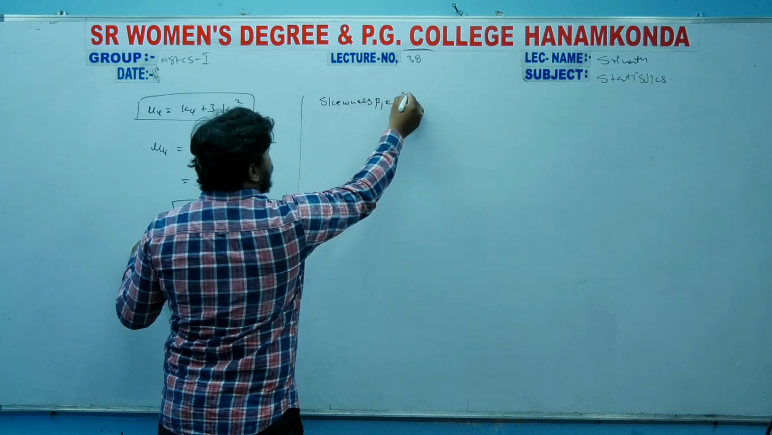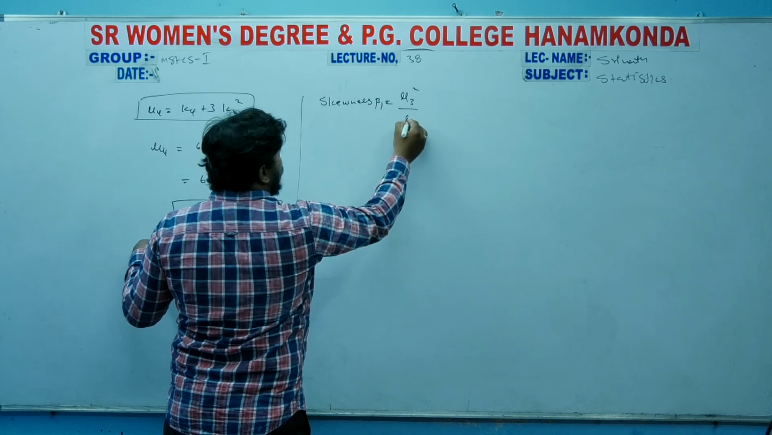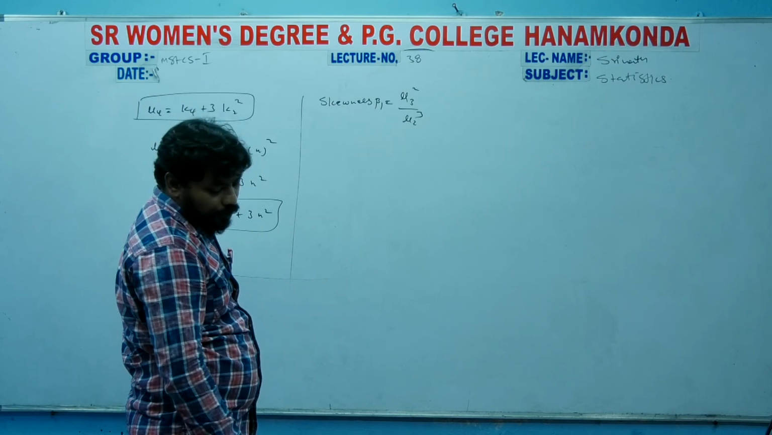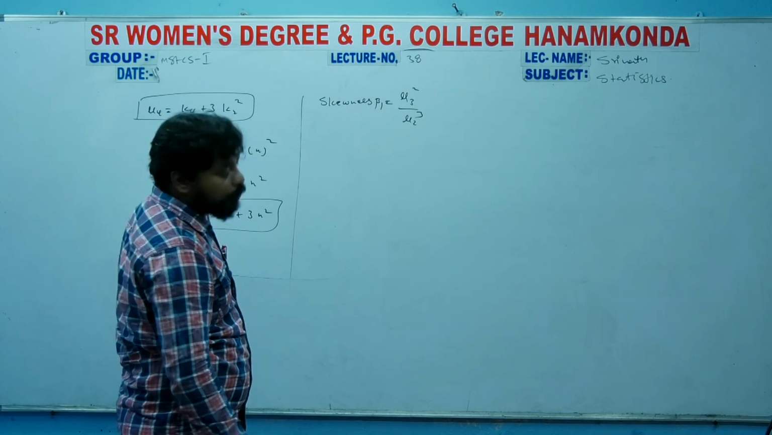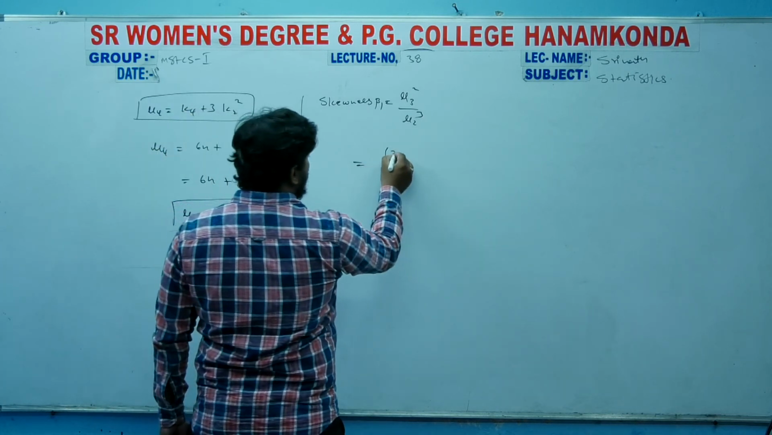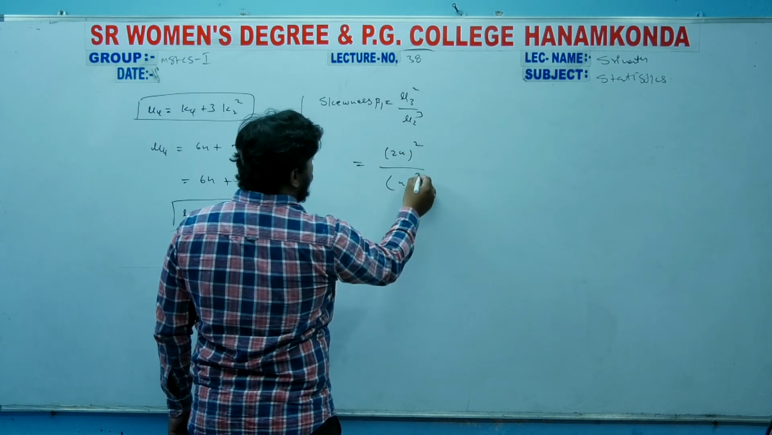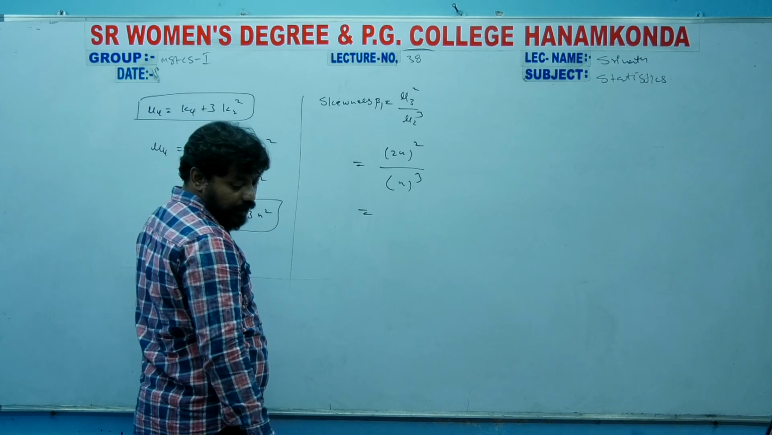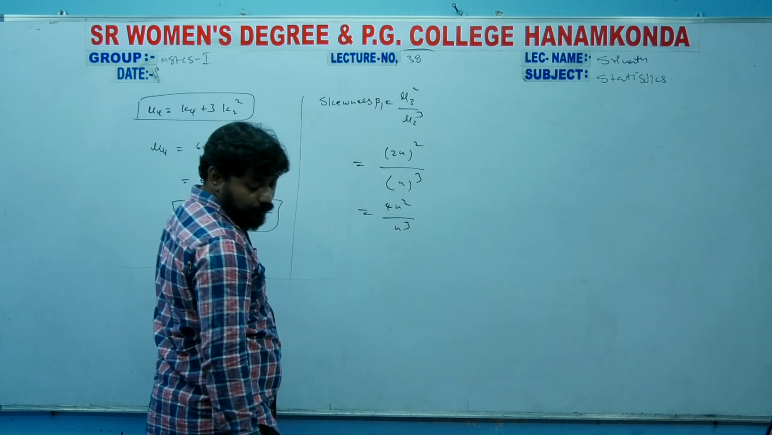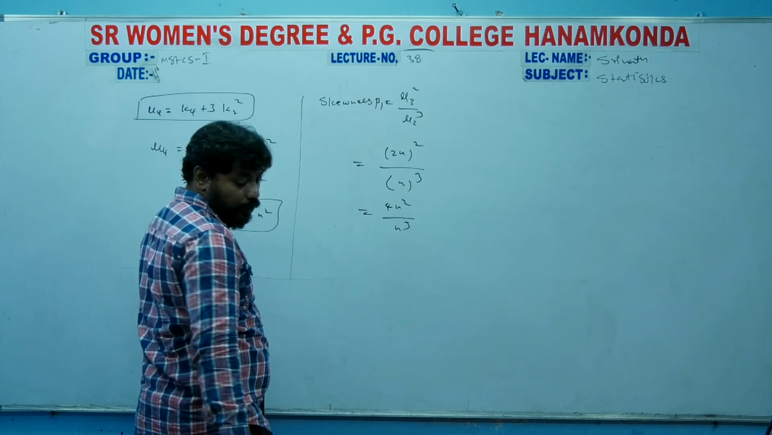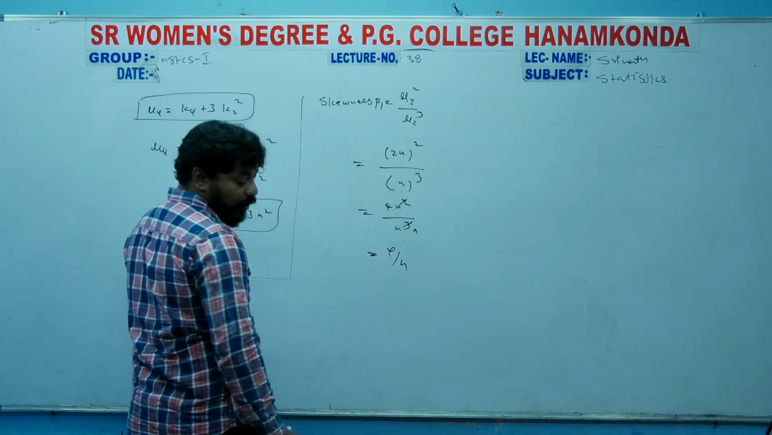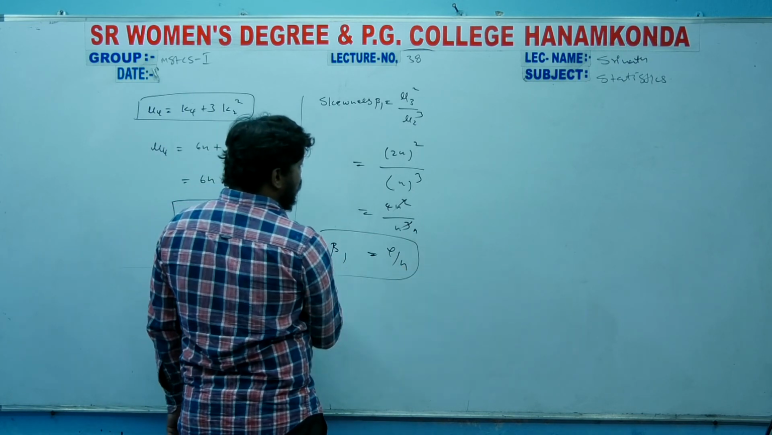Skewness beta1 is equal to mu3 square by mu2 cube. We can write the mu3 value as 2n and mu2 as n. Finally, we can write 4n square by n cube, which simplifies to 4 by n. 4 by n is beta1, the skewness.